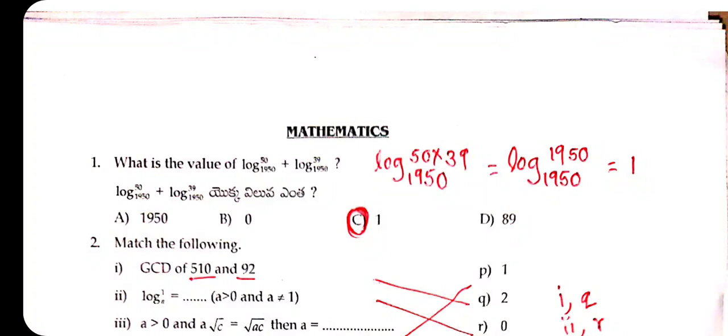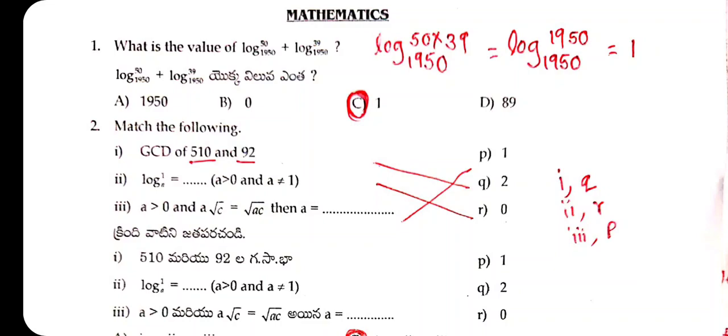What is the value of log 50 base 1950 plus log 39 base 1950? If you observe clearly, this is log A plus log B, means log AB. So 50 into 39, that is 1950, base 1950. Log A base A is equal to 1, we know very well. So the answer is 1, option C.